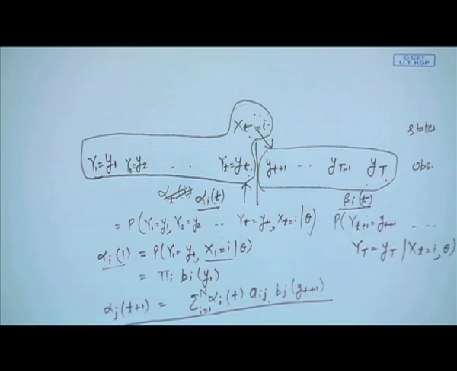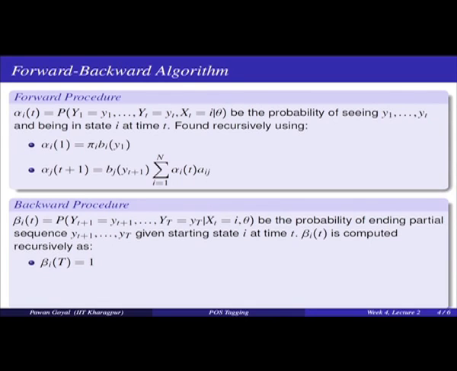Now what will you do for your beta j? This is the backward procedure. What is my beta IT? This gives me the probability of ending the sequence with yt plus 1 to yT given the state I at time t. Now this I again compute recursively. In alpha j, I was starting from the first word; in beta j, because it is the backward procedure, I will first compute beta I capital T. T is the end of the sequence.